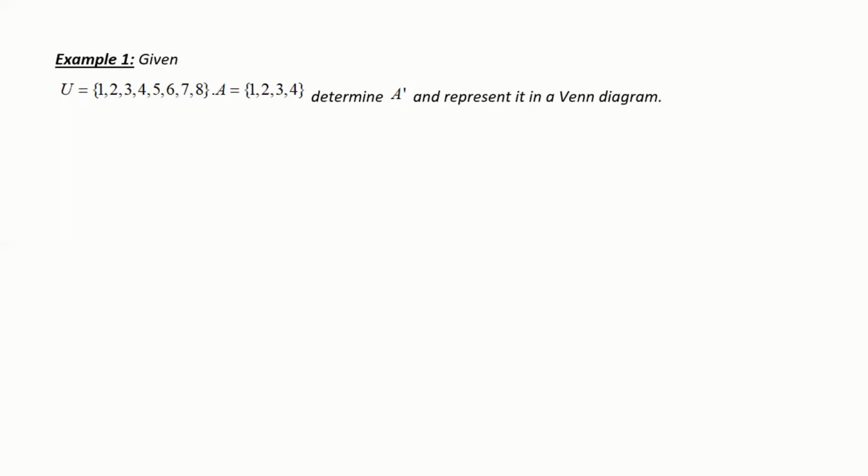Example 1. Given the universal set 1, 2, 3, 4, 5, 6, 7, 8, and A is 1, 2, 3, 4, determine A complement and represent it in a Venn diagram. Let's remember that A complement is everything that is not in A, written as a set. So since A is 1, 2, 3, 4, we look at this universal set and say, what's left? And it is the set 5, 6, 7, and 8.